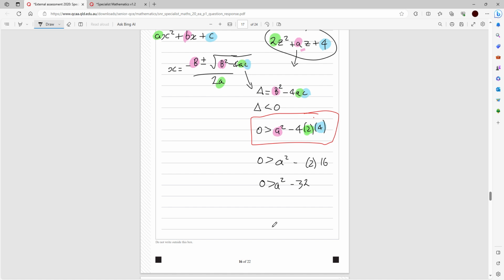It's been a long video. Move the 32 over, so we have 32 is less than A squared. That means A needs to be less than the square root of 36.